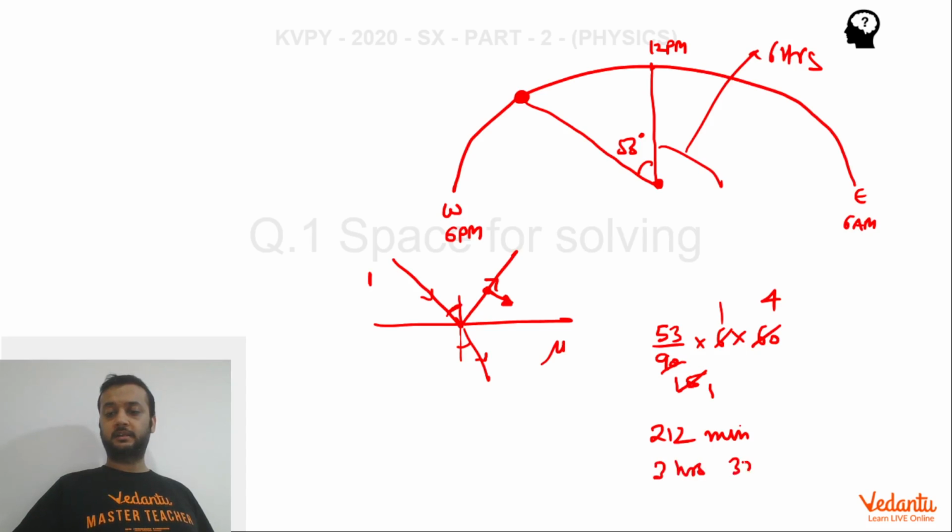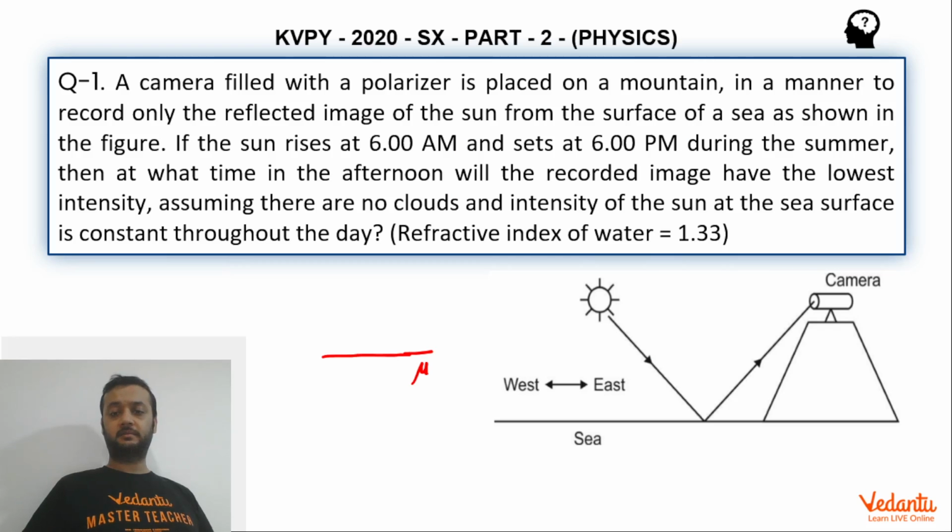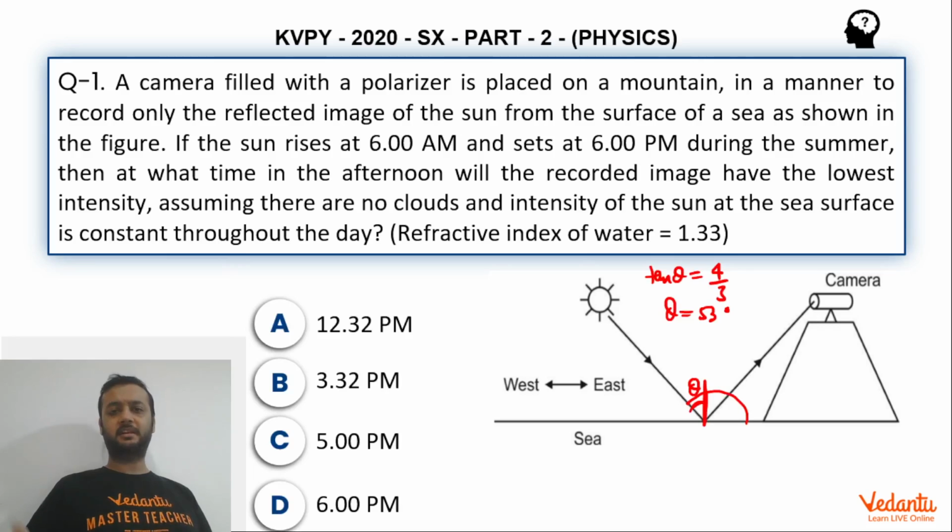Hence, after 12 p.m. it is going to take 3 hours 32 minutes more. Hence, it will be 3 p.m. and 32 minutes, that means 3.32 p.m.